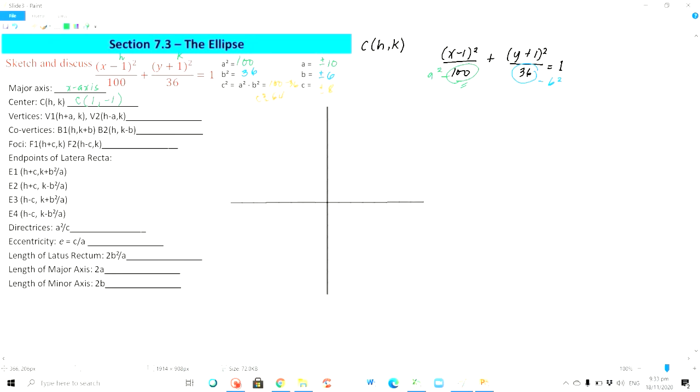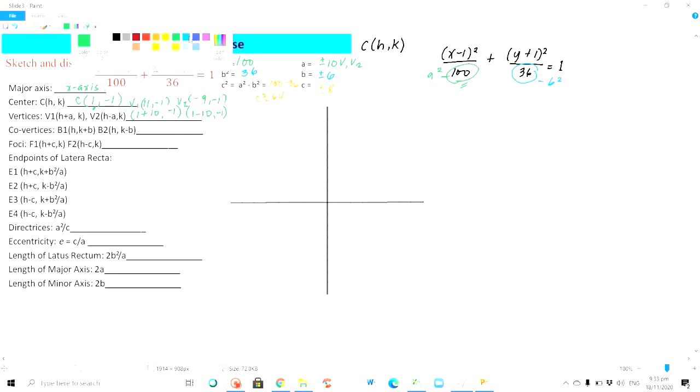Okay, now for the vertices, since nasa x po yung major axis po natin, doon natin i-add yung 10. Doon yung V1 and V2. Okay, so what is that? Your h is, laging titignan, it's 1. 1 plus 10. And k is negative 1. So that's V1. Yung V2, 1 minus 10 and negative 1. Okay, so magiging 11 and negative 1 for V1 and negative 9, negative 1 for V2.